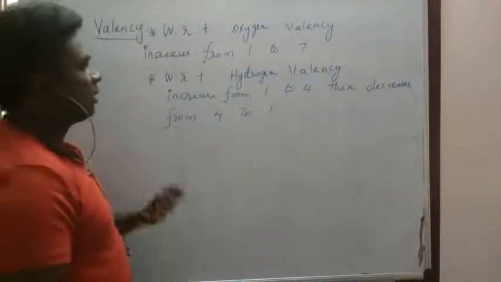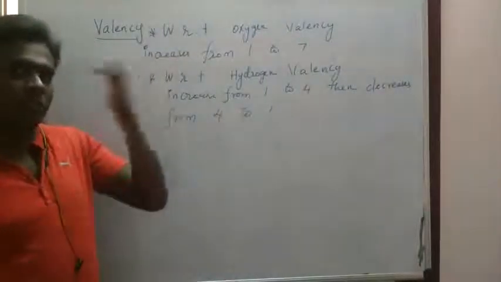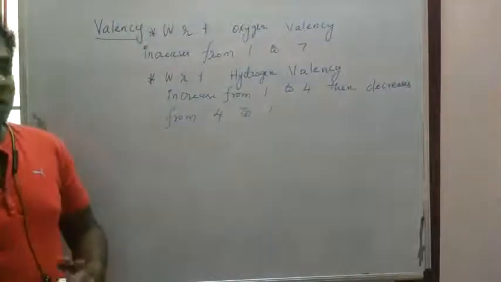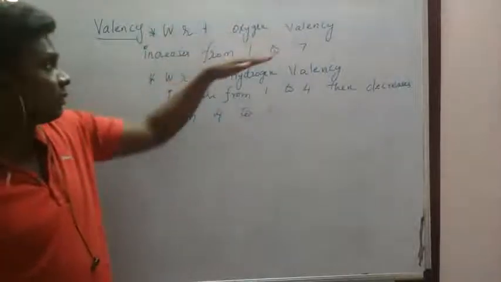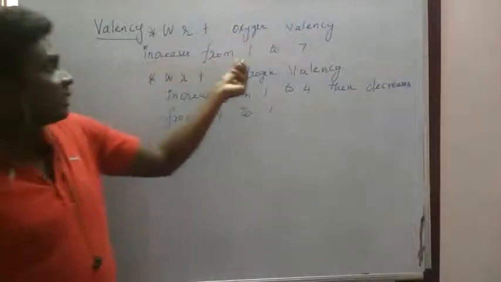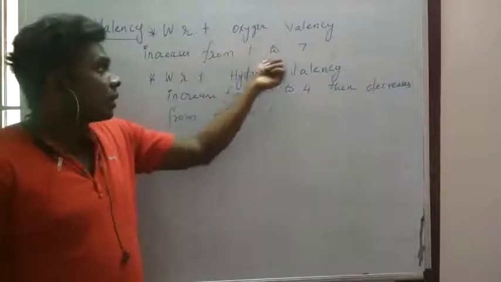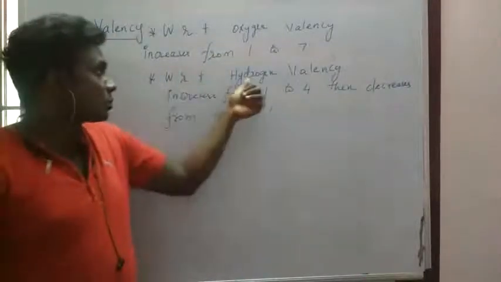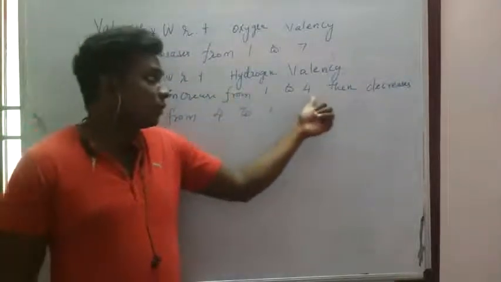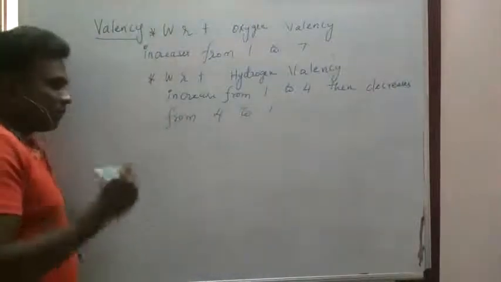Now we have different theories, like the octet rule, but before introducing the octet rule, this is how they calculated valency with respect to oxygen and hydrogen. With respect to oxygen, valency increases from 1 to 7 in every period. With respect to hydrogen, it first increases from 1 to 4, then decreases from 4 to 1.